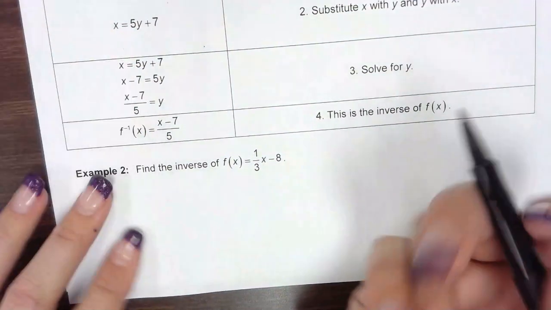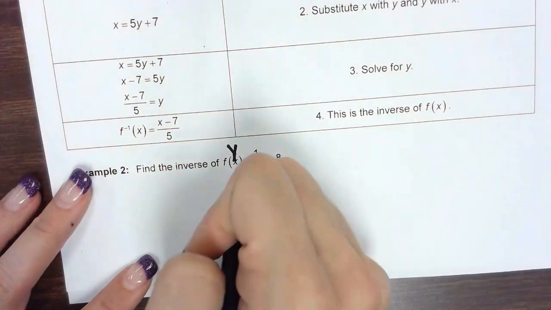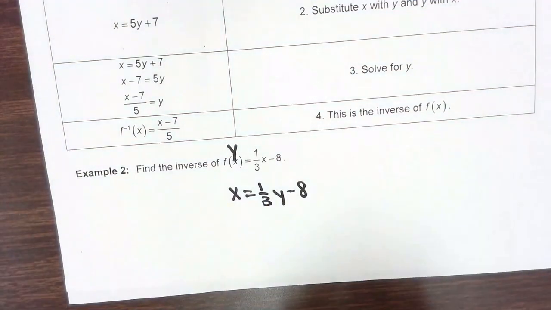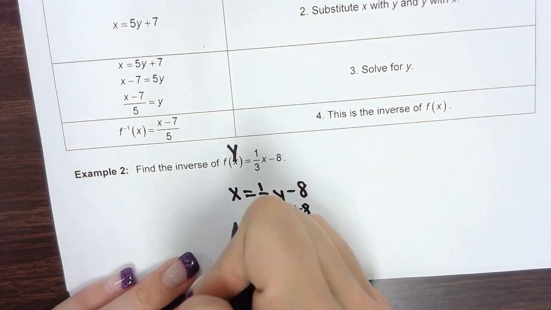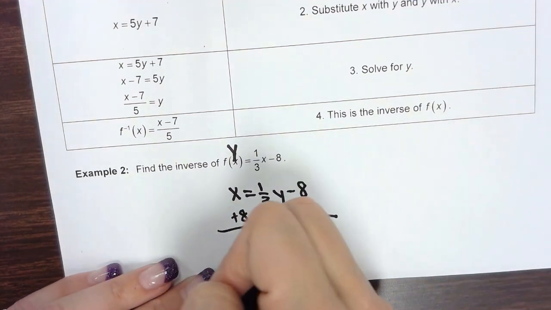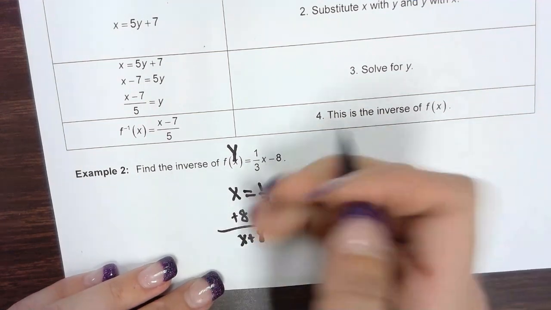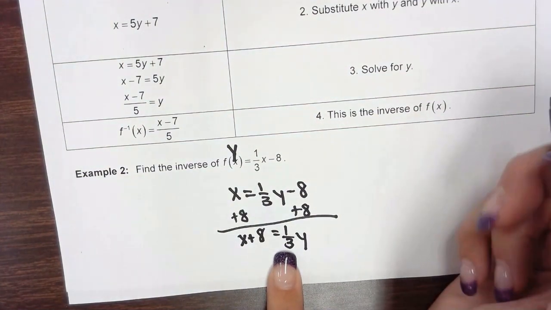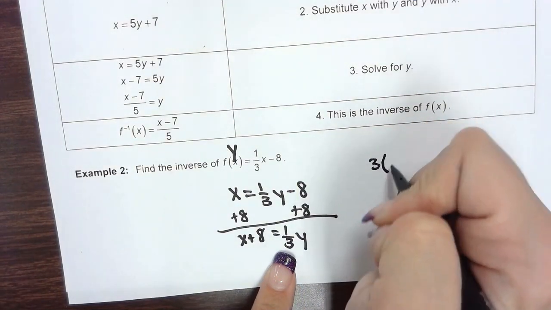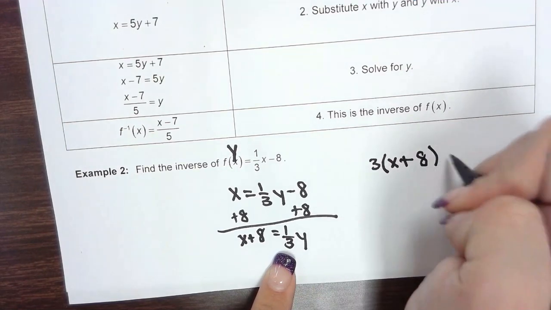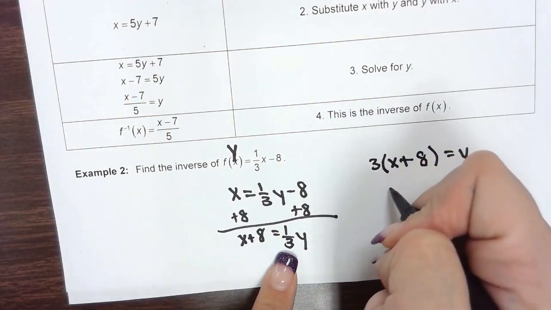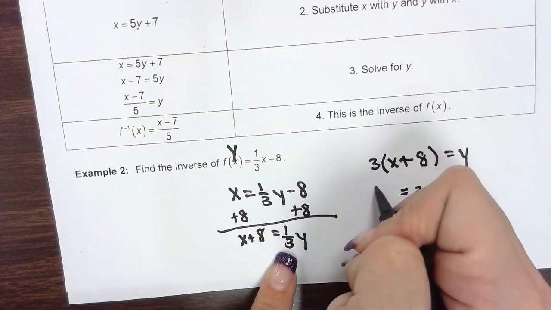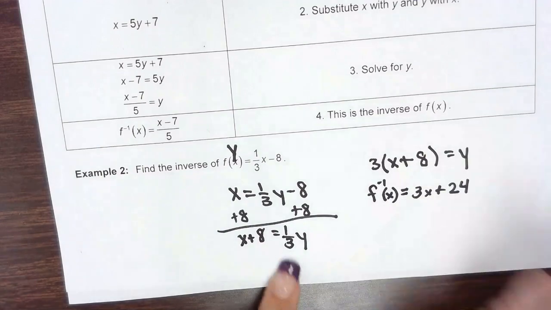So let's try one together. Remember, this is y, but we're going to switch x and y. So I get x equals 1/3 y minus 8. We are going to get y by itself, so the first thing I'm going to do now is add 8. Don't do too many steps at once, because that's where we confuse ourselves. So right here I get x plus 8 equals 1/3 y. Now, how do we get y by itself? How do we get rid of the 1/3? We multiply both sides by 3. So I'm going to write this out with parentheses because you have to multiply the whole side. Okay? So our inverse, and I can distribute that if I want. So I get 3x plus 24. Now I'm going to write the inverse of our function. So I write f to the -1 of x. And that's our answer.